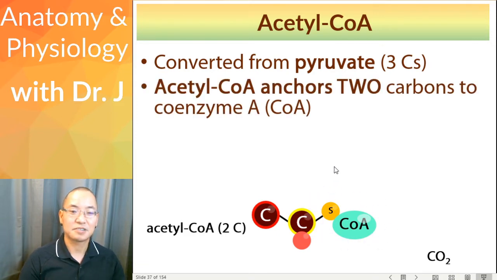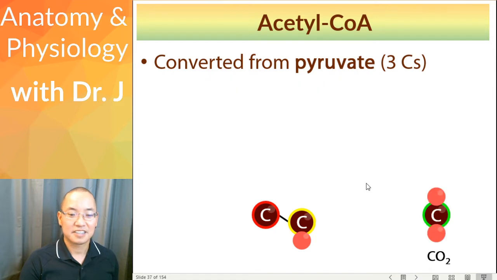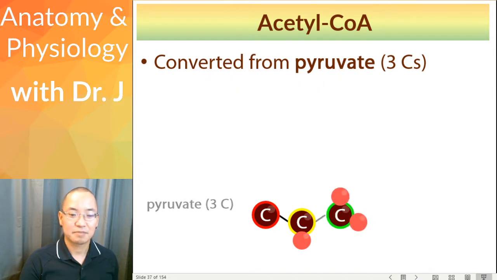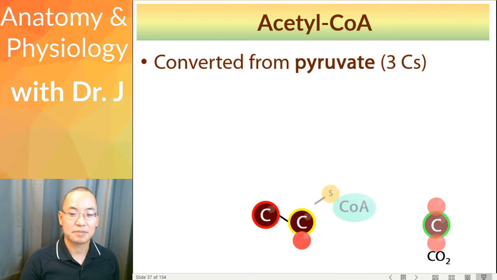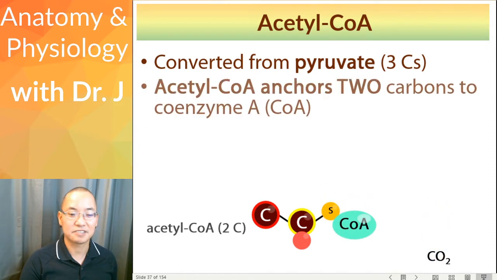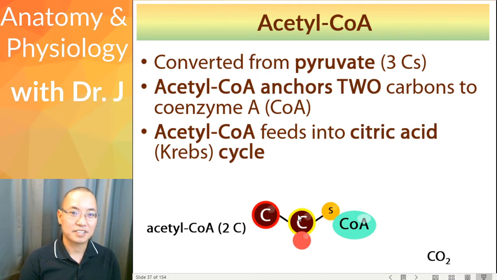So acetyl-CoA anchors 2 carbons to coenzyme A, and actually coenzyme A is a lot bigger than I'm showing in this cartoon, but for simplicity's sake I'm representing it like this. So again, you broke pyruvate apart, and now you have carbon dioxide, and then you have acetyl-CoA, acetyl referring to these 2 carbons. And this is what you finally feed into the citric acid cycle, aka the Krebs cycle. I know you probably have heard of this sometime during your high school or college career.